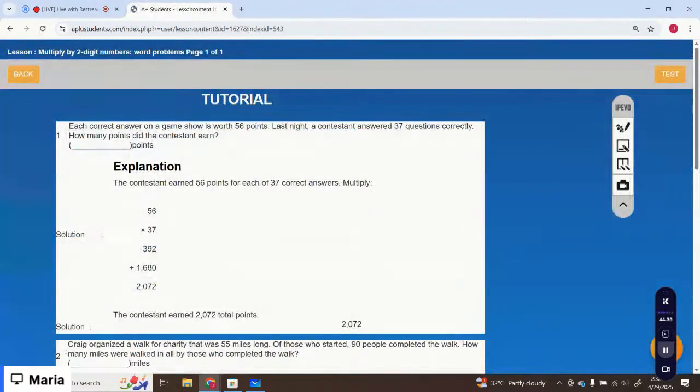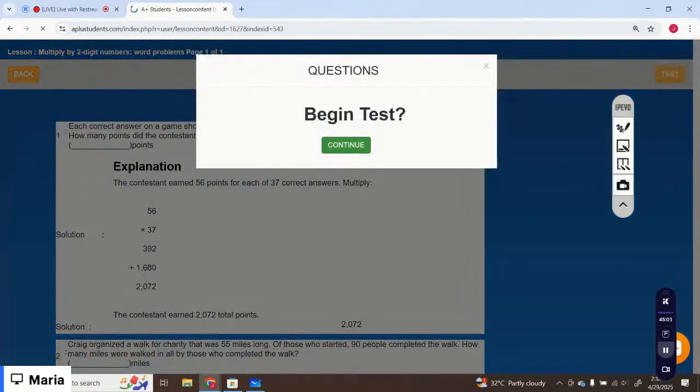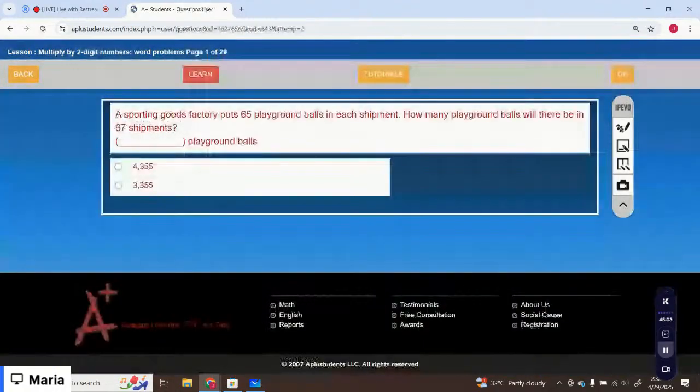Each correct answer on a game show is worth 56 points. Last night, a contestant answered 37 questions correctly. How many points did the contestant earn? So that is a long multiplication method, so you have to multiply them. Let's just do the test questions. That is already solved. You can do the practice questions on your own.